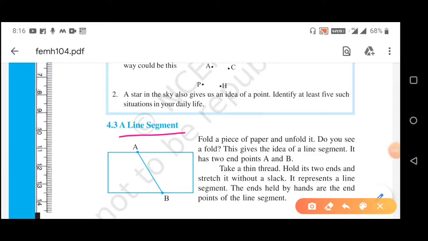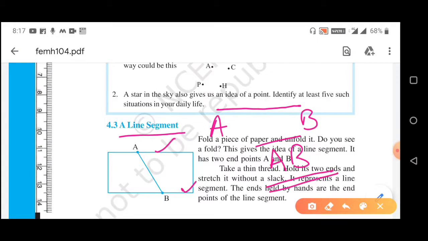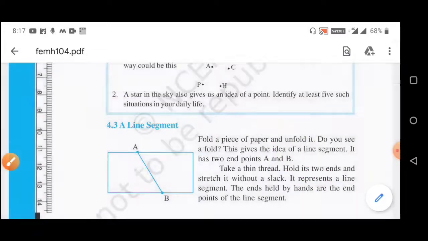The next one is line segment. A line segment has two endpoints. One is the starting point, another is the ending point. Suppose we are drawing a line segment like this, starting from A and ending at B. So we will represent it like this, AB. This is called a line segment, where it has two endpoints.